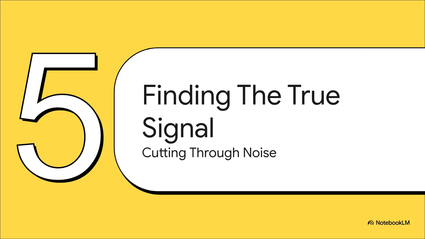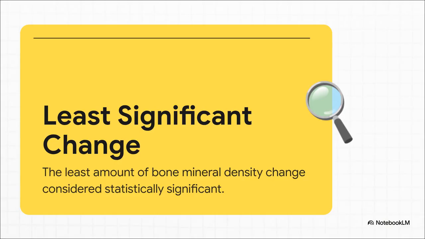Let's wrap it up with Part 5, Finding the True Signal. So with all of this biological and laboratory noise going on, how in the world do medical professionals actually cut through it to find an accurate measurement? Well, the answer lies in a really vital mathematical concept called LSC, or the least significant change. By definition, LSC is the absolute least amount of change that can be considered statistically significant, rather than just some random fluctuation or a statistical error.